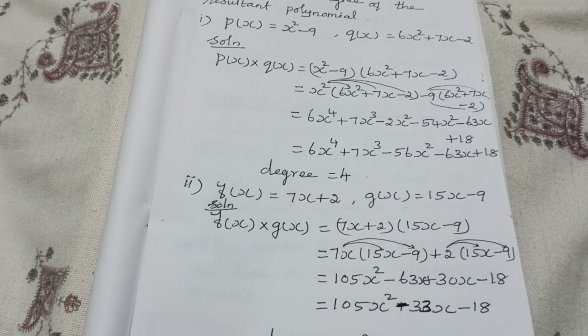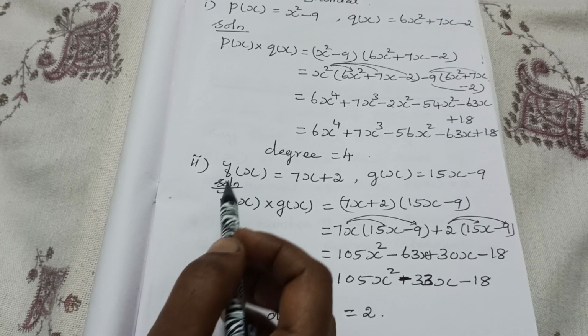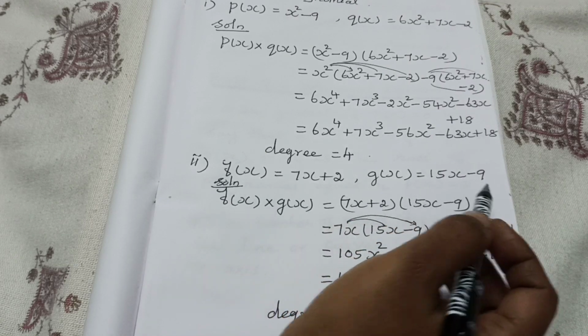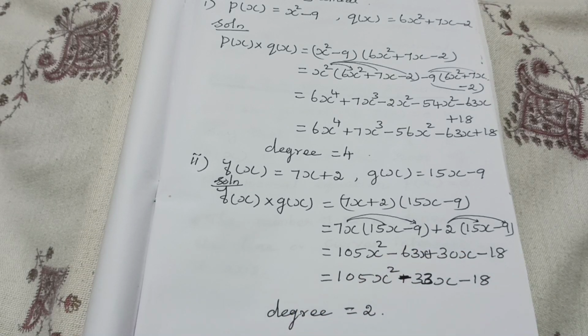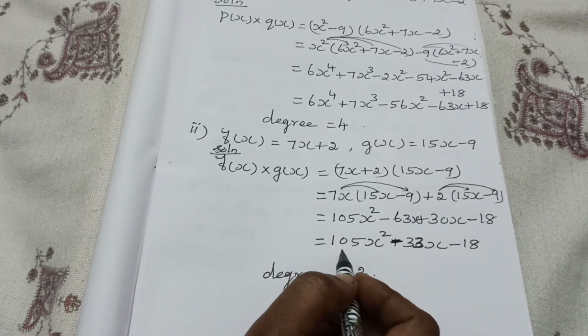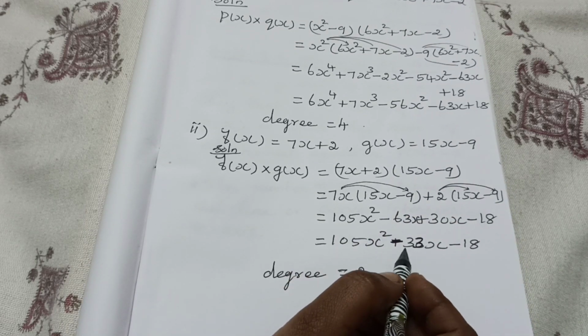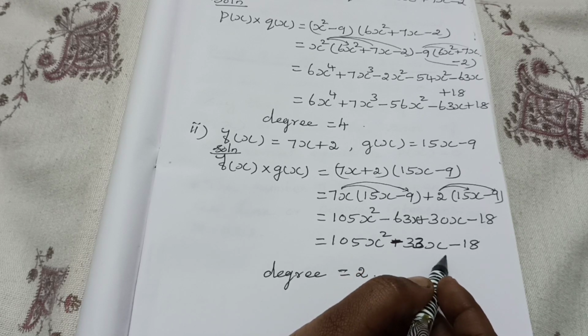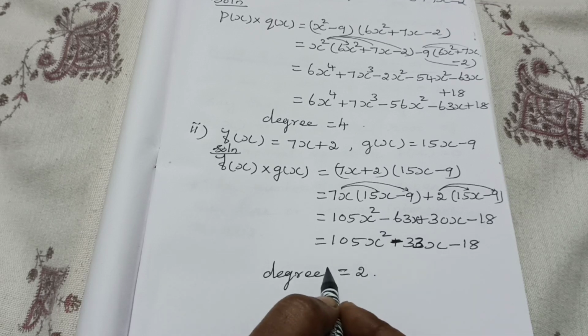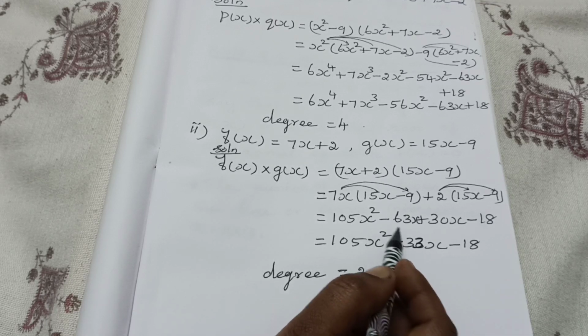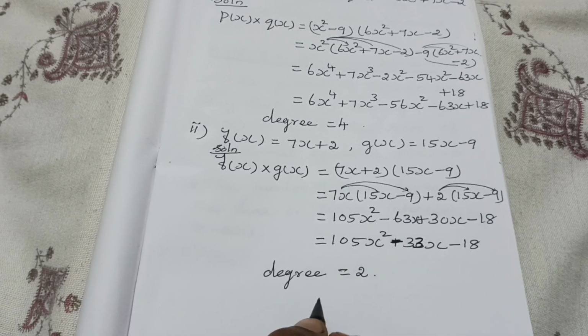Then the second sum: f of x is given, g of x is also given. f of x into g of x, multiply both. The answer is 105x square minus 33x minus 18. Degree is what? Which is the highest power? 2, isn't it? Then the degree is 2. Did you get this answer?